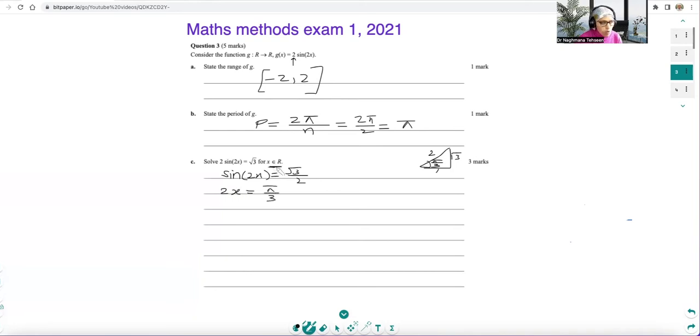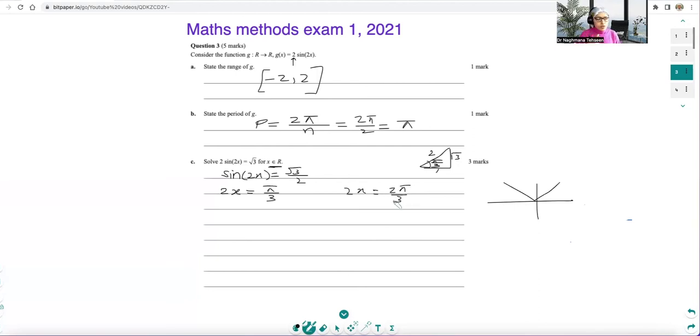Because x is in all real numbers, we need to make sure that we consider where the sine is positive. So the sine is positive in the first quadrant and in the second quadrant. So one value would be pi on 3, and the other value we get is 2x is equal to pi minus pi on 3, which would be 2 pi on 3.